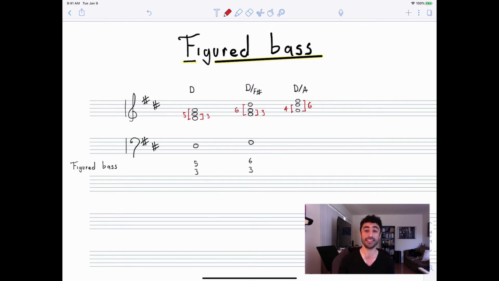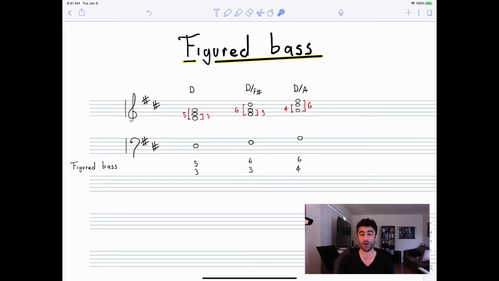So how would we write this in figured bass? Same thing. I just write the bass note, an A, and then I write that recipe for the intervals that I need to put on top to get that sonority. A 6 and a 4. This is all we need in order to construct those chords.